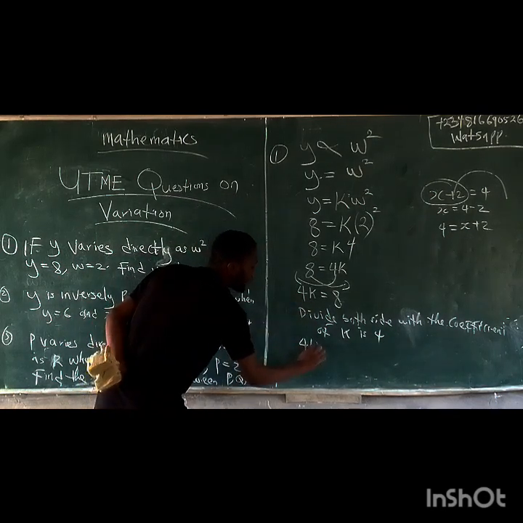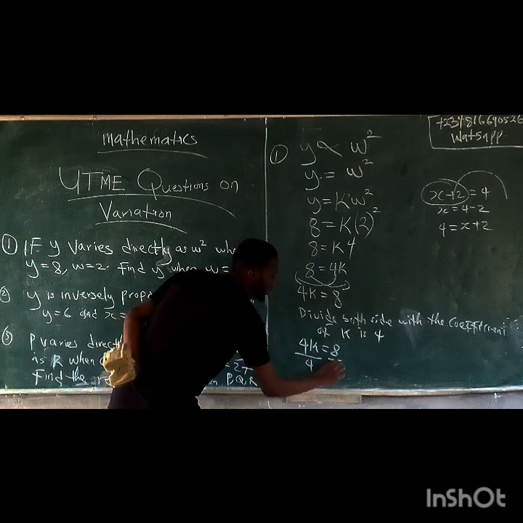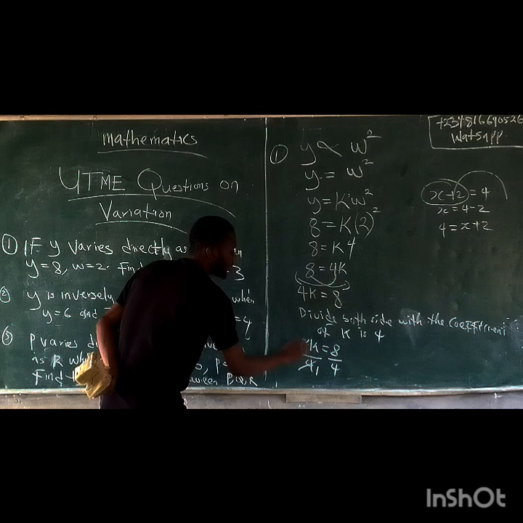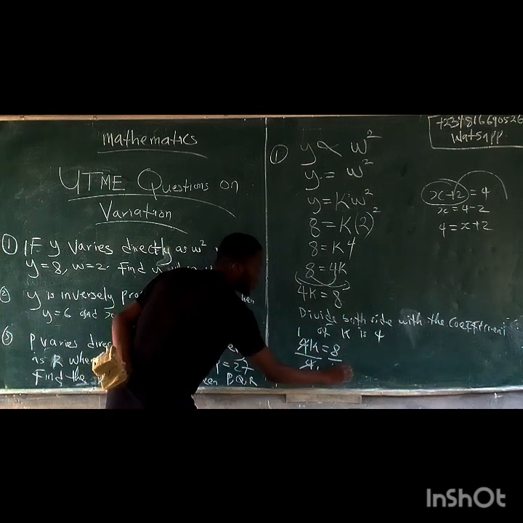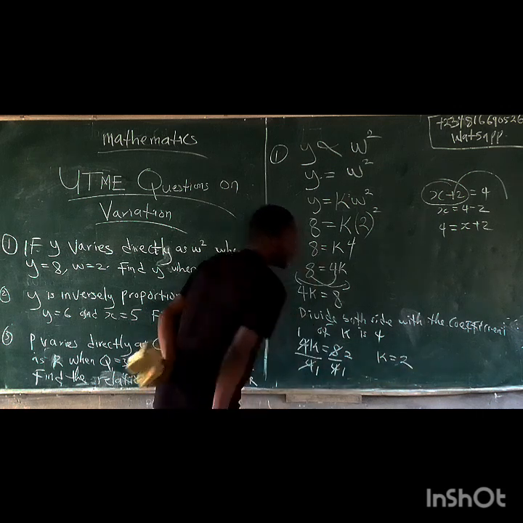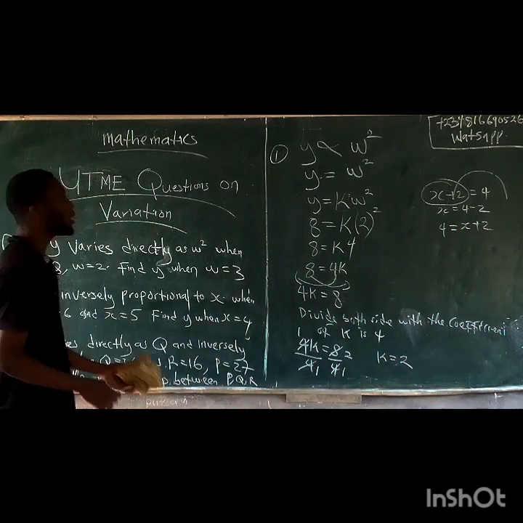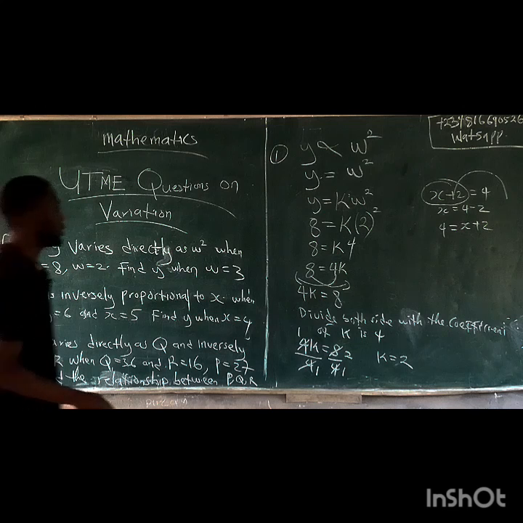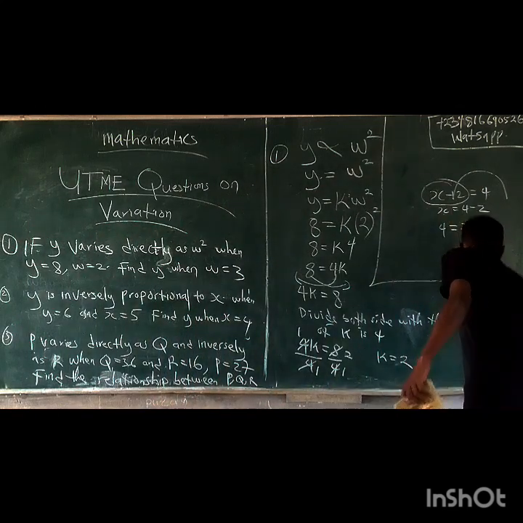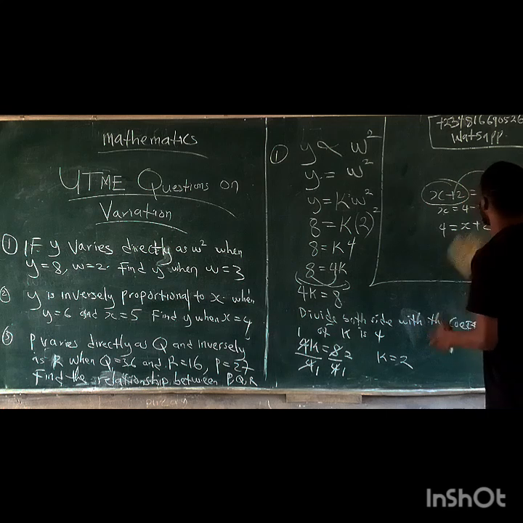So we have 4k equals 8. I'm going to divide this by 4, divide this by 4. So 4 divided by 4 is 1, 4 by 4 is 1, and 8 divided by 4 is 2. So my k equals 2. So that's my constant. The value of the constant there is 2. So now, I've gotten my constant.